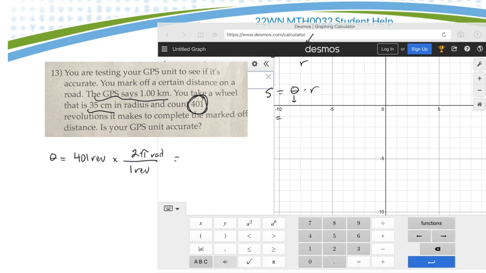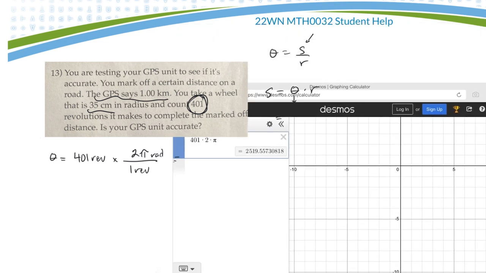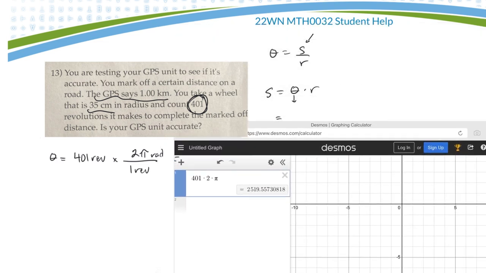Okay, 401 times 2 times pi. What's that come out to? 2519.557 radians times the radius, 35 centimeters.